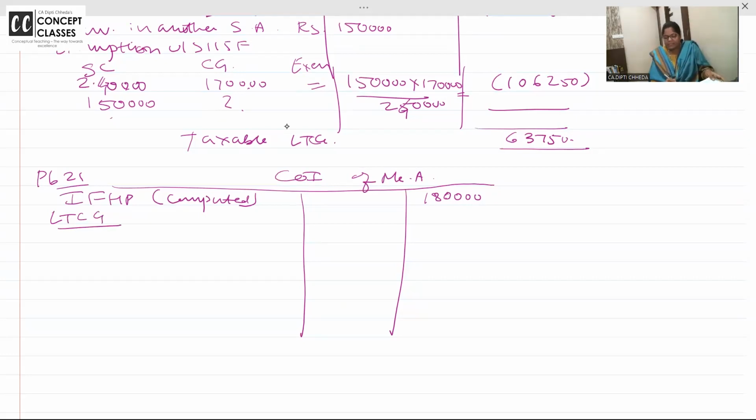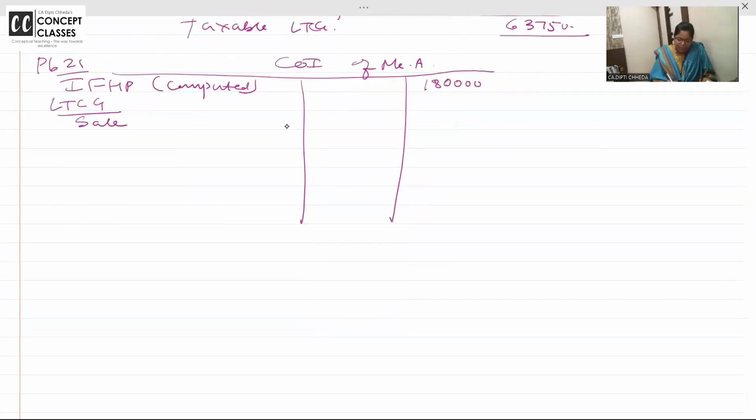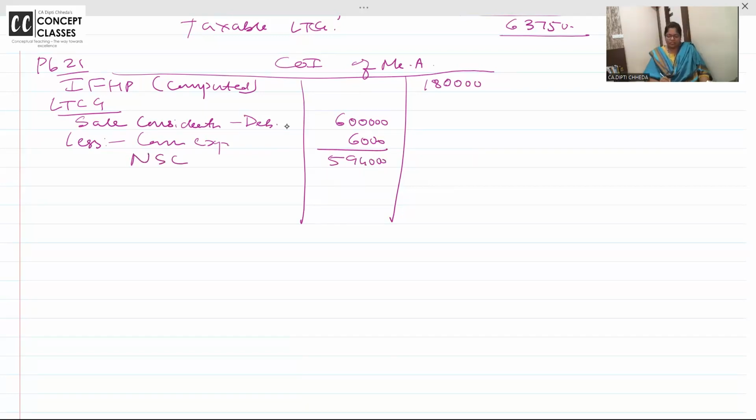Okay, what is the sale consideration they have given? Are you able to pick up the figures, all of you? Sale consideration for debentures, 6 lakhs. Commission as expenses, 6,000. 5,94,000 is the net sale consideration.